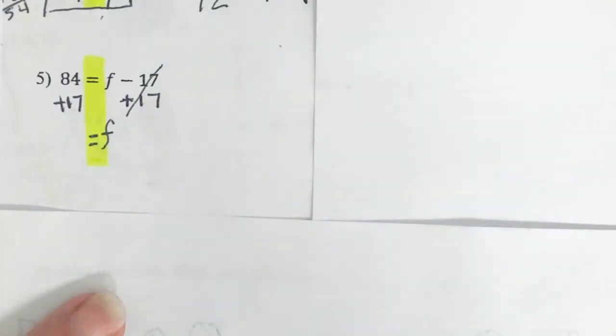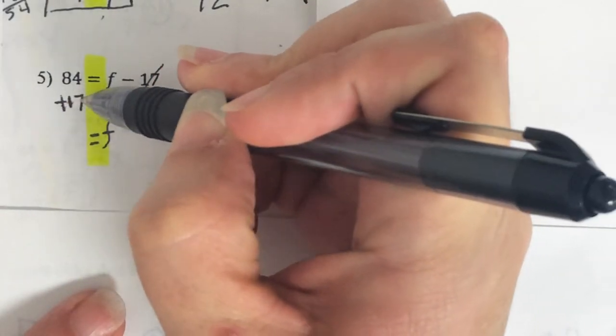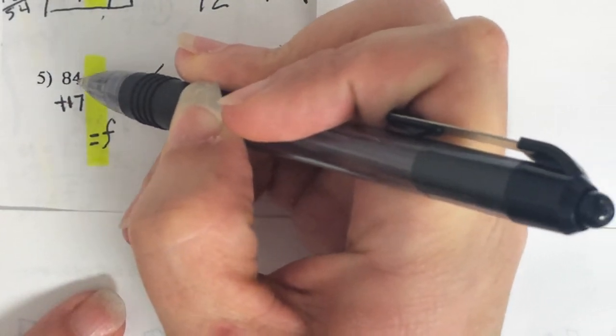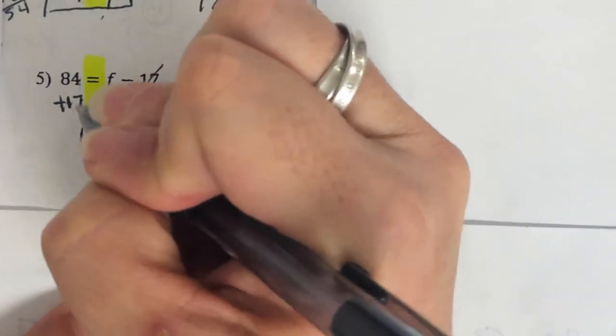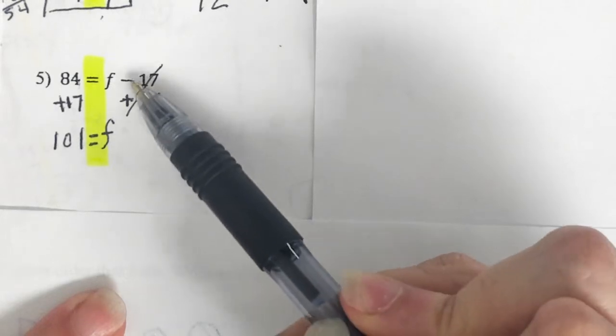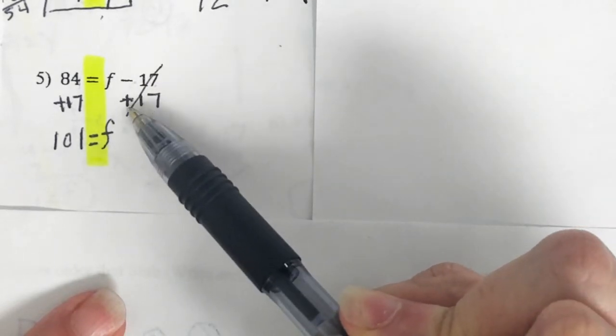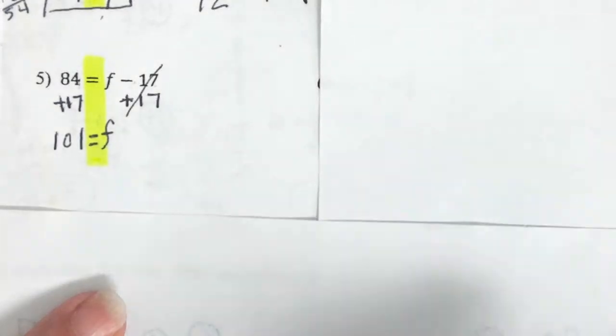My other side is what gives me my answer. 84 plus 17. 8, 9, 10, 11. Why did you mark 17 out? Okay, because if you're at negative 17 and you add 17, you're now at 0.